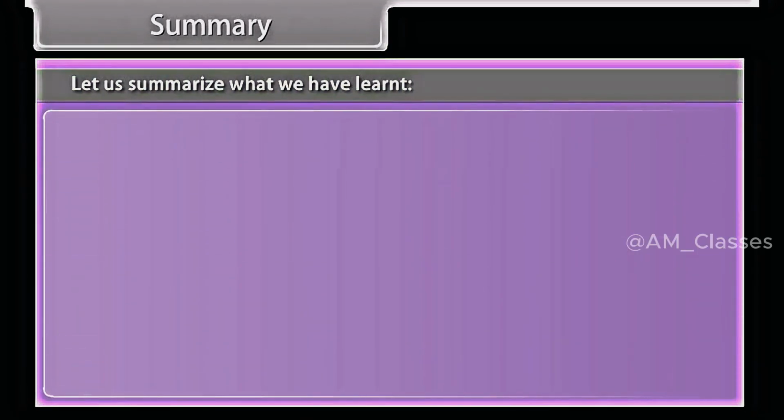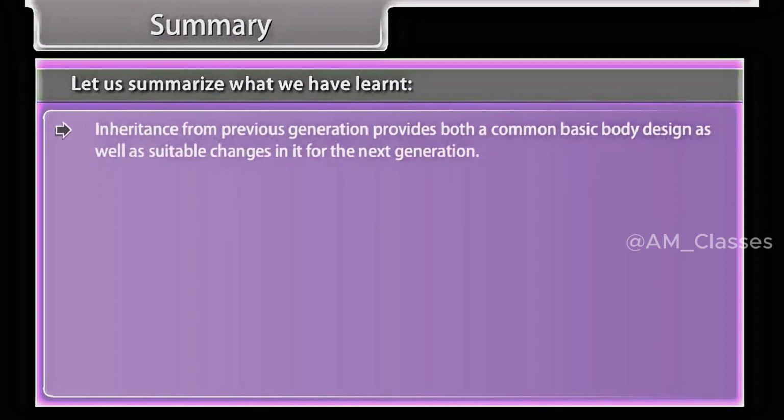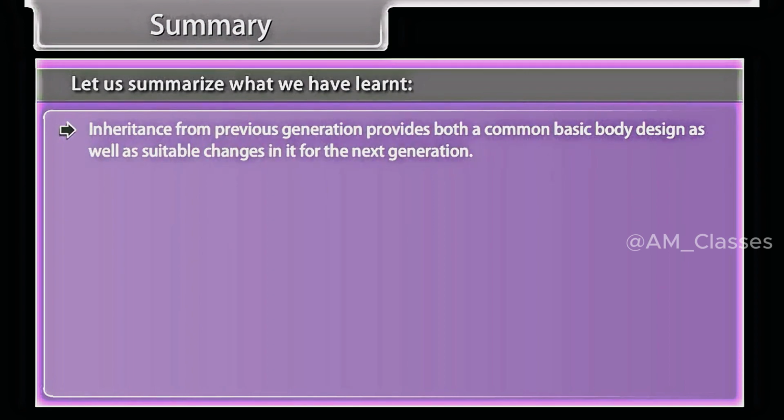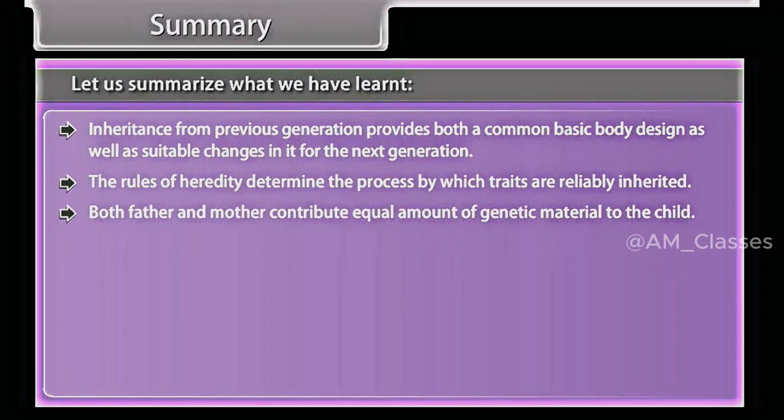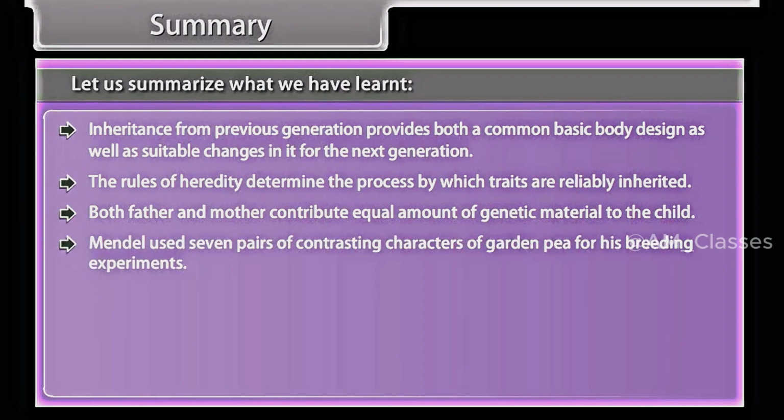Summary. Let us summarize what we have learned. Inheritance from the previous generation provides both a common basic body design as well as suitable changes in it for the next generation. The rules of heredity determine the process by which traits are reliably inherited. Both father and mother contribute an equal amount of genetic material to the child. Mendel used 7 pairs of contrasting characters of the garden pea for his breeding experiments.